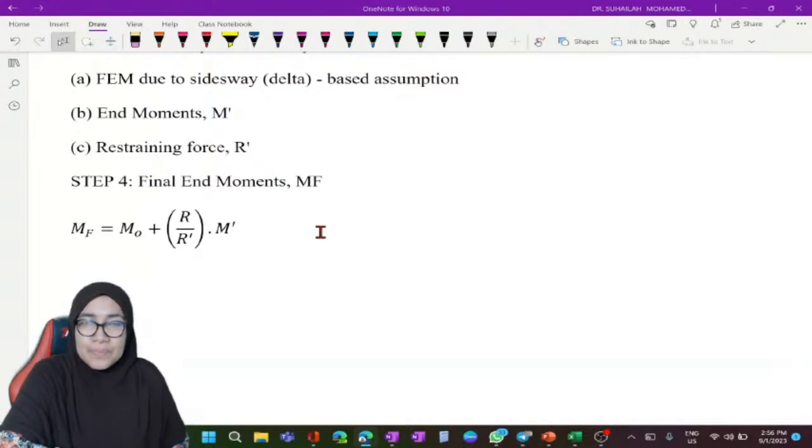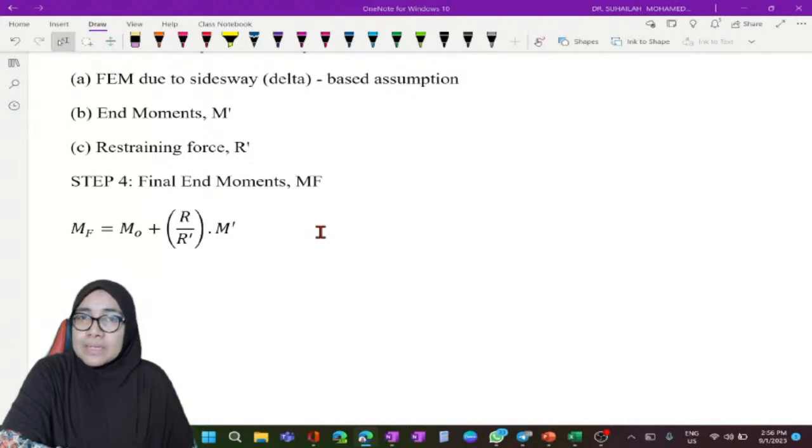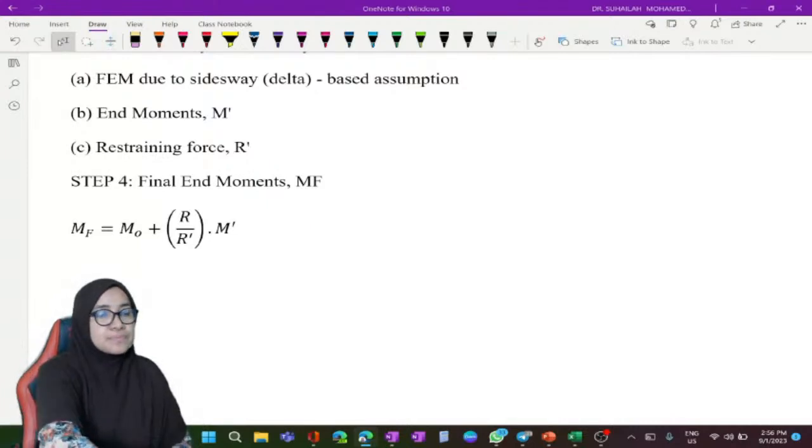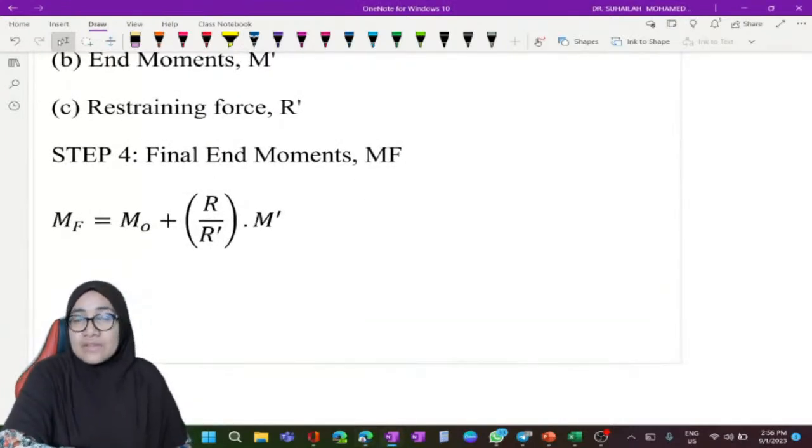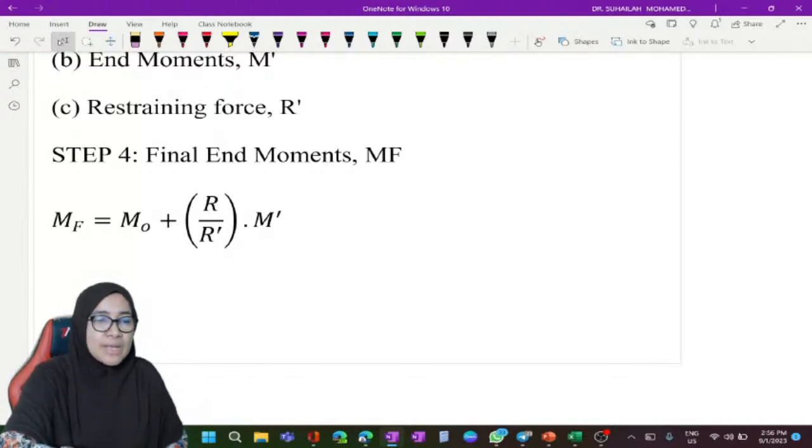It is M naught. M naught is the end moment from table number 1 plus correction factor. Correction factor is R divided by R prime. We times it with member end moment from table number 2. Okay, once we have all the final end moments for 6 ends, because we have 3 members, so we have 6 ends, then we can use the moments that we get to draw the shear force diagram and the bending moment diagram. Okay, let's start now.